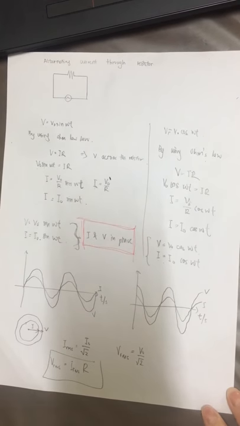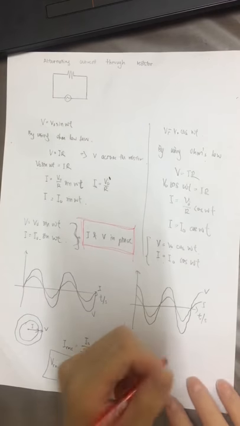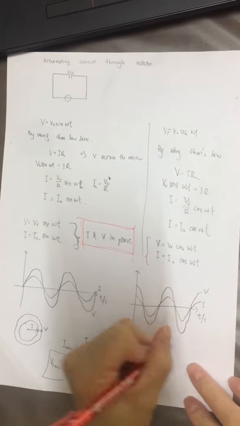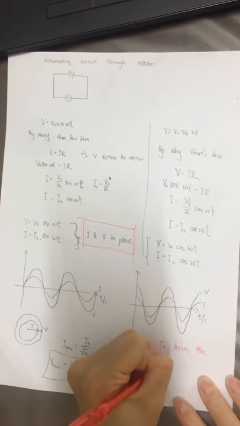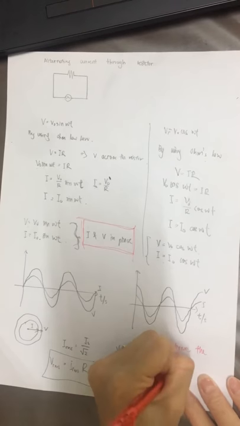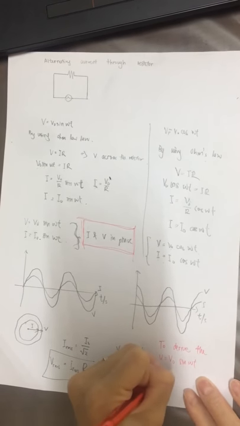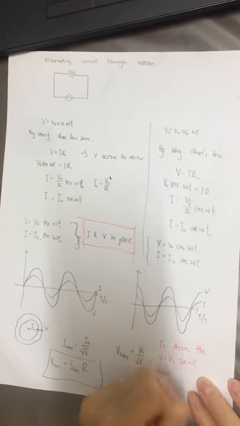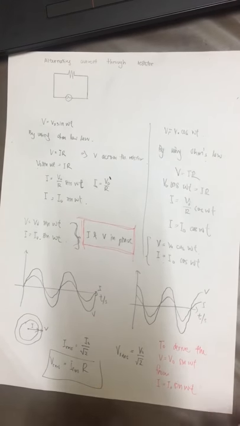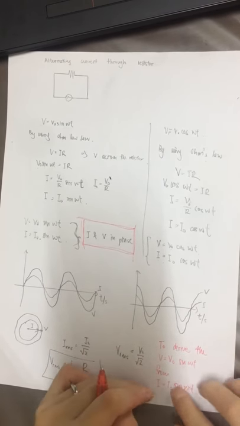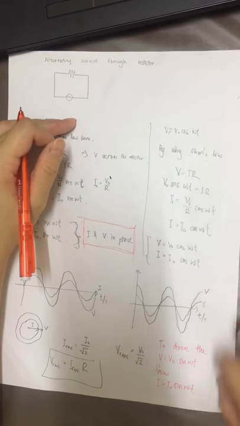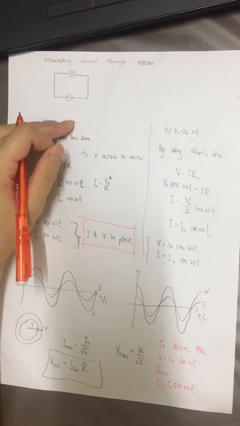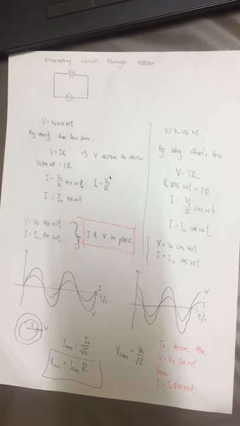I want you, listeners, to derive V equal to V0 sine omega t from I equal to I0 sine omega t. So it means you find your V by using this one. So you derive this backwards. I want you to derive this one and show me your answer in your WhatsApp. Okay, next.